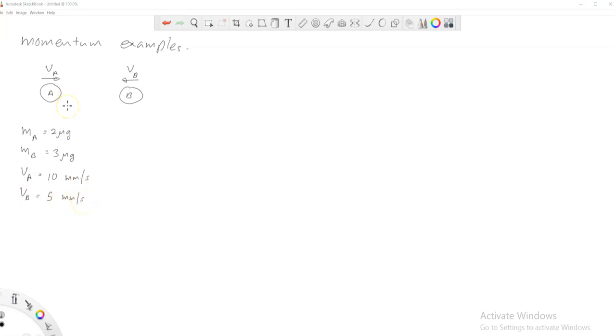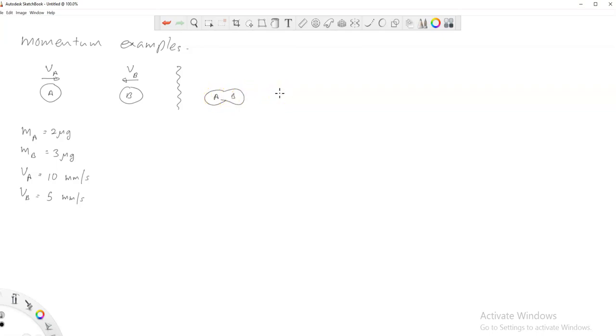Velocity of A is 10 millimeters per second, B has 5 millimeters per second. Now they're coming towards each other. This is before the collision. Now they're going to collide at some point, right? And then after collision, let's say the two molecules create a bond and become one big molecule, A and B combined.